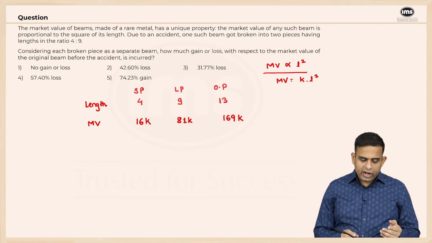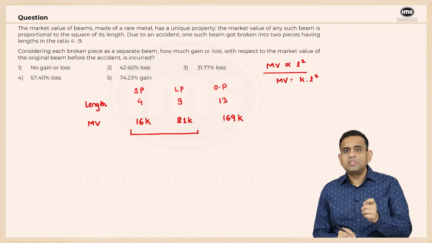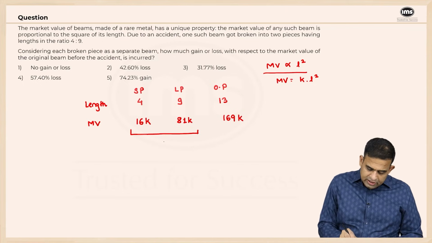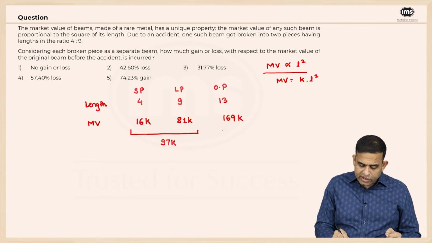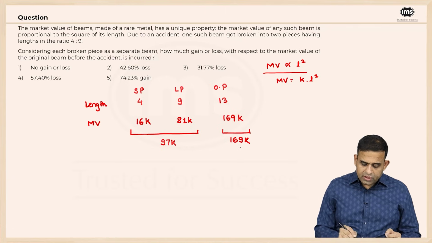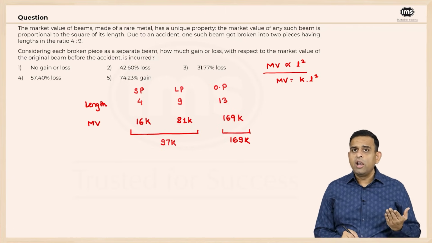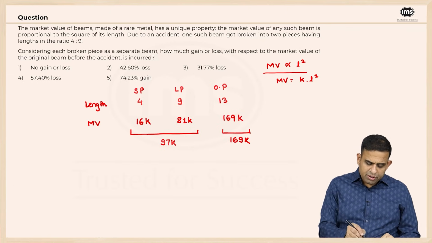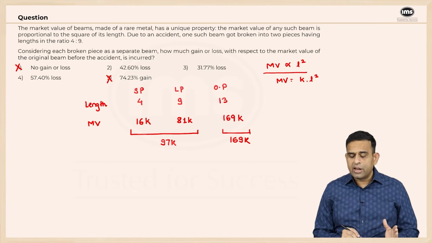Now understand, if I look at the two broken pieces together, their market value comes out to be 16 plus 81 giving 97. So 97k is the market value of the two pieces put together. But how about the original, which has a worth of 169? So do we have a profit or loss? The answer is definitely going to be a loss over here. And that means option number 5 and option number 1 are going to be ruled out at the moment.